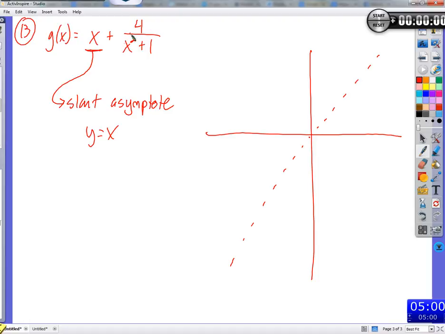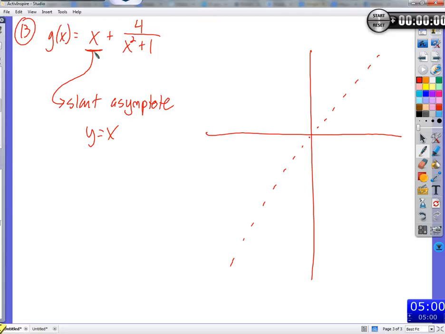Because when x is very large, you're going to square it and add 1, so this is going to be a very, very large number. I'm going to divide 4 by that very large number, meaning this is going to be almost negligible. It's going to be so small that whatever you put in for x is pretty much what you're going to get out. Does that make sense? Yeah. This part's going to be so small, it's not going to be much different from what x is.